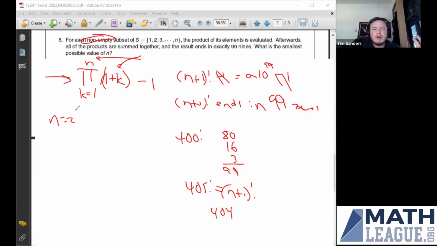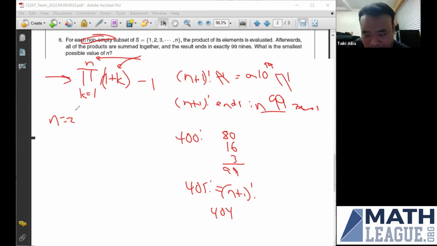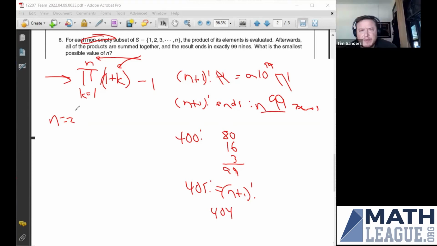Oh, what? Why was I looking for 405? I was thinking 100 zeros for some reason. Why was I thinking 100 zeros? We already had the 99. I was aiming for 100 because that was my estimate. Right. No, you're absolutely right. 99 zeros is exactly what we want.